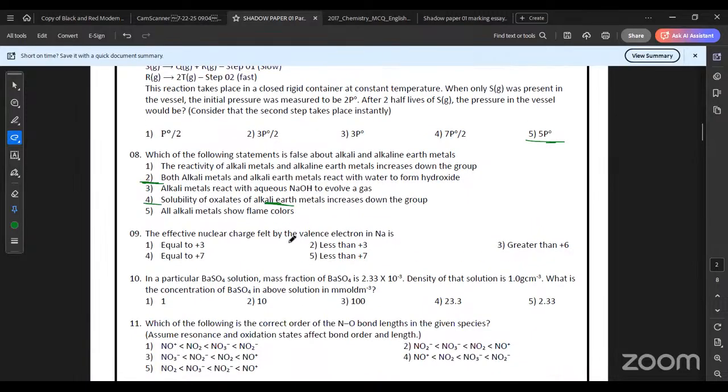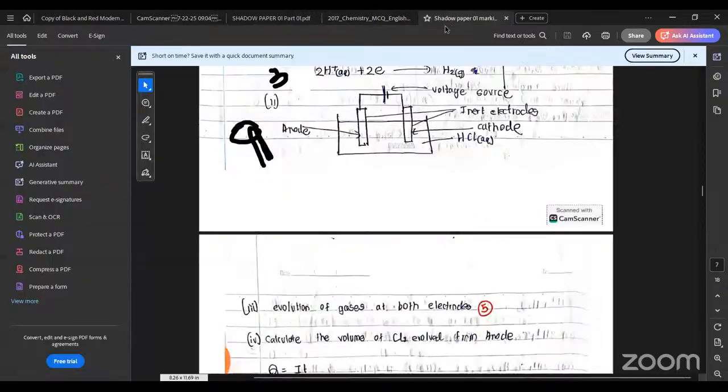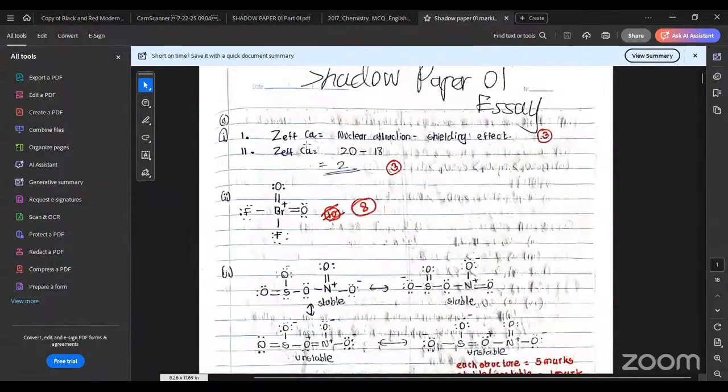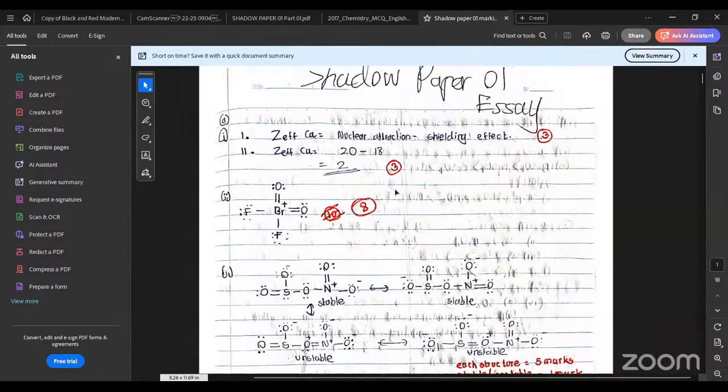Effective nuclear charge felt by the valence electron of sodium. Okay, sodium has an atomic number of 11. People, now in the structure of the equation, the equation is nuclear attraction minus shielding effect. Do not write anything else. Do not write atomic number minus number of electrons. Nuclear attraction minus shielding effect. That's what you have to write.